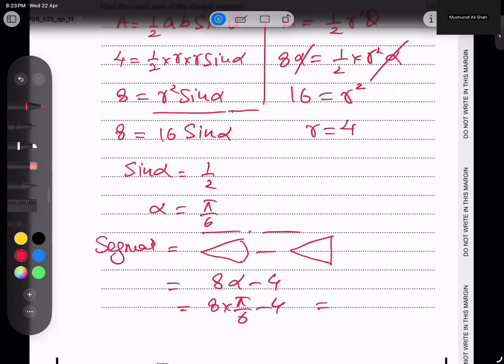And 8 times pi by 6 minus 4, and this is our exact answer. I hope you got the point clear, and we got the segment area. So I think this part is clear. Let's go for the next part.